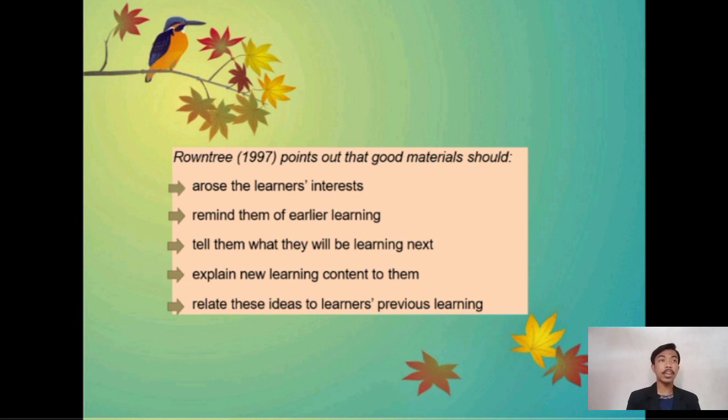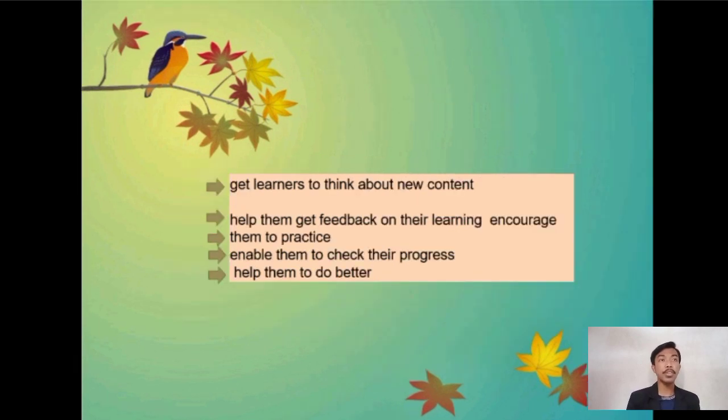Explain new learning content to them. Relate these ideas to learners' previous learning. And the next one is get learners to think about new content. Help students or learners get feedback on their learning. Encourage them to practice. And the next one is enable them to check their progress, and the last one is help them to do better.